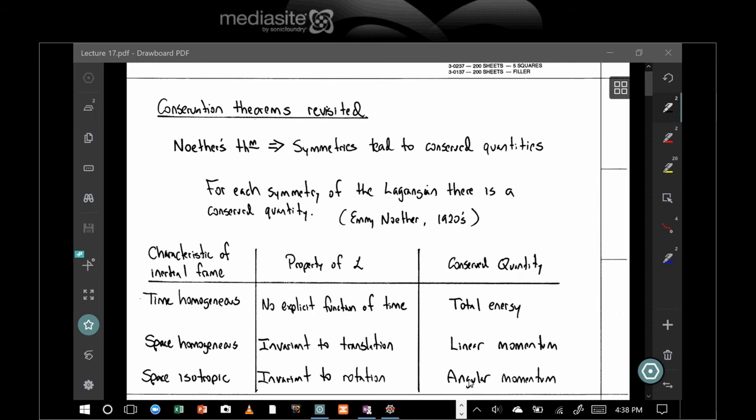So this is pretty important stuff because this transcends mechanics. It's used quite a bit in other areas of physics. And so we'll talk more about that in class.